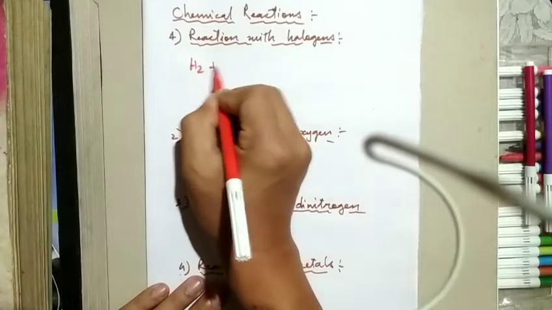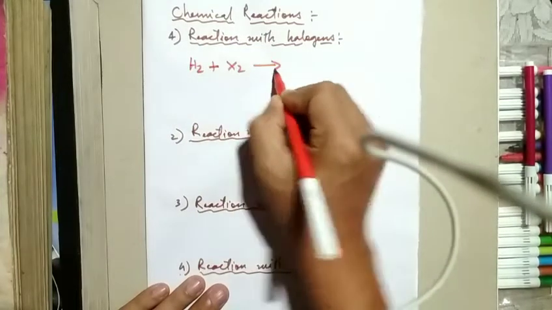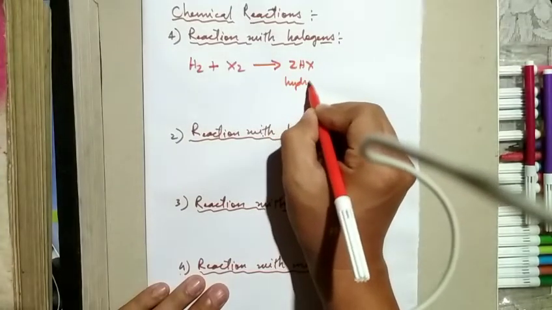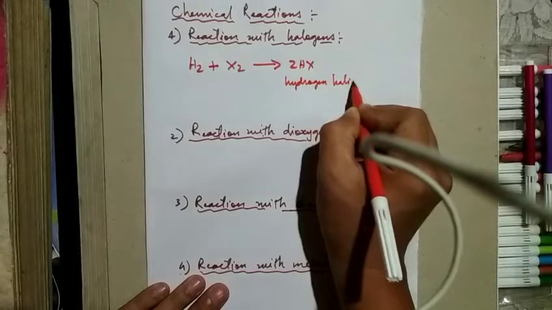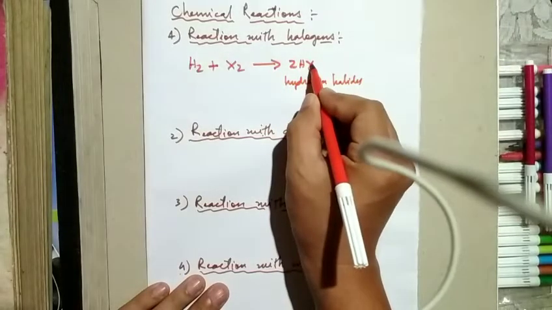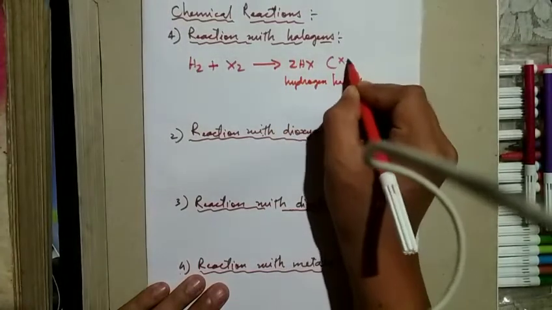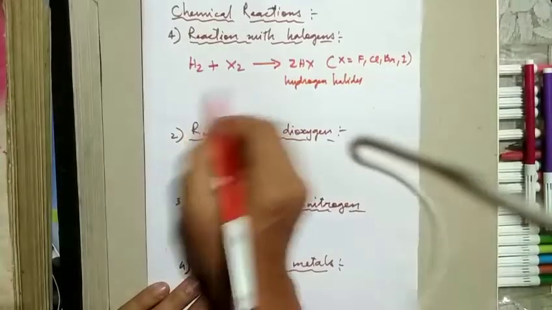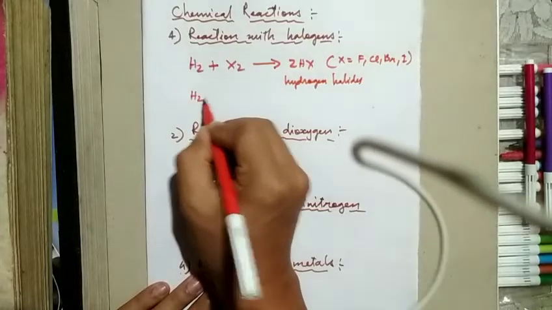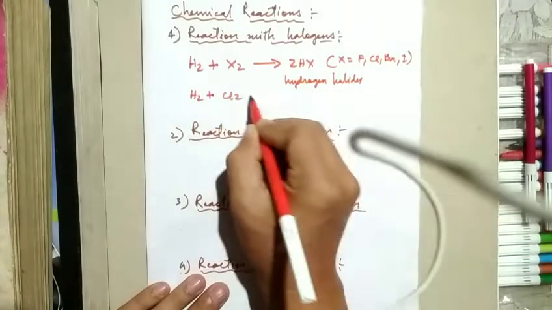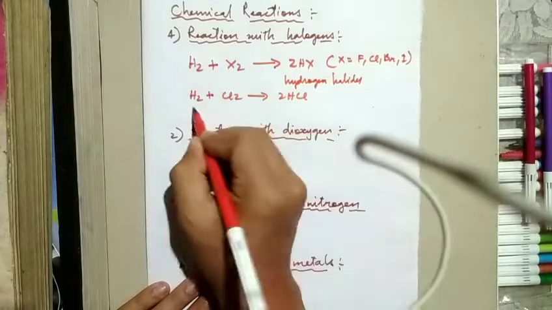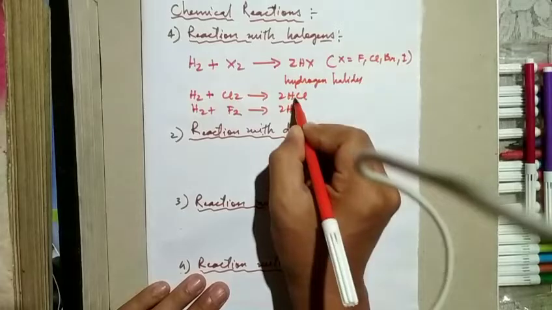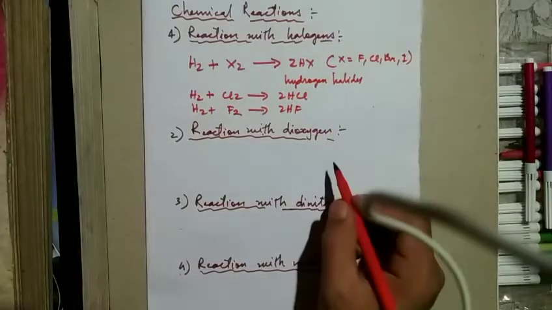Let's see an example. Hydrogen halides: H and X, where X represents a halogen. X can be fluorine, chlorine, bromine, or iodine. For example, hydrogen plus fluorine gives HF, hydrogen fluoride, and hydrogen plus chlorine gives HCl, hydrochloric acid.